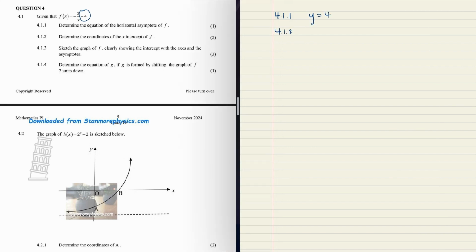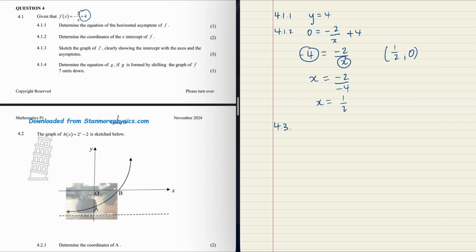Question 4.1.2, determine the coordinates of the x-intercept. So to solve for the x-intercept, you make y 0. So 0 is equal to minus 2 over x plus 4. Now we can take the 4 across. You're going to have minus 4 is equal to minus 2 over x. Now what you can do is switch the x and the negative 4. So we'll say x is equal to negative 2 divided by negative 4. x is equal to a half. Now they want a coordinate. So the coordinate is going to be x first, so a half, and y is 0.